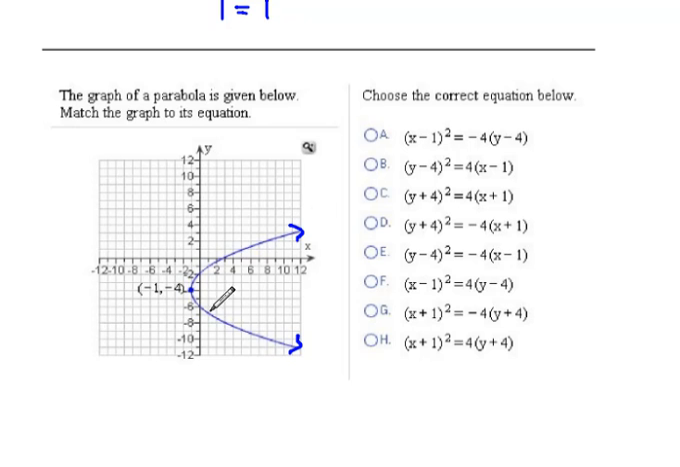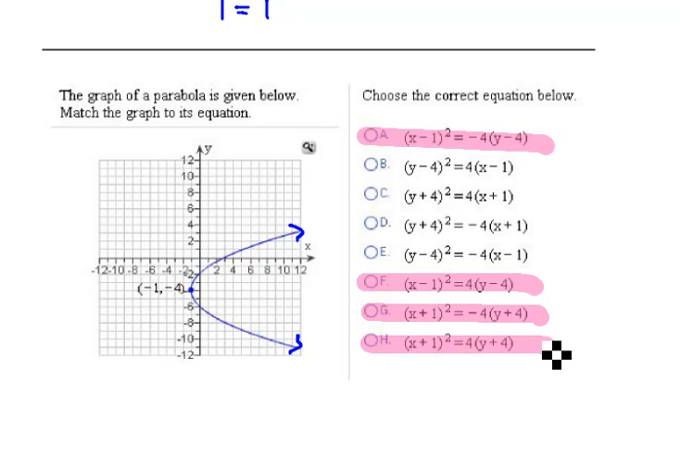Well, look at the way that this is shaped first. It's opening up to the right. That means it has to be a y squared. So we can knock out anything that has x being squared right from the very beginning. Cannot be any of those four choices.